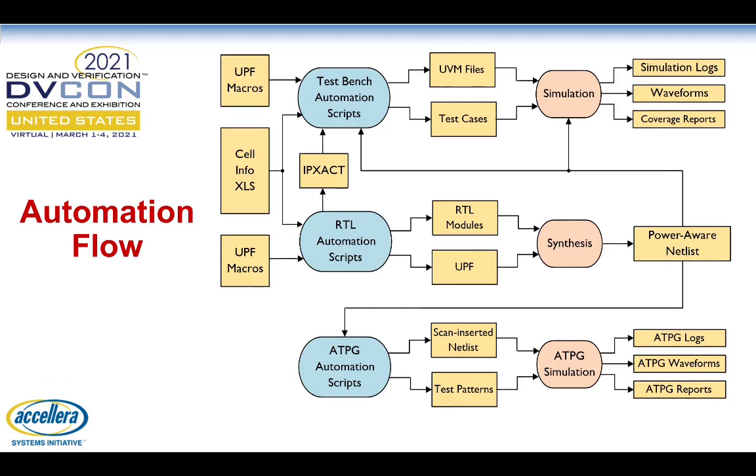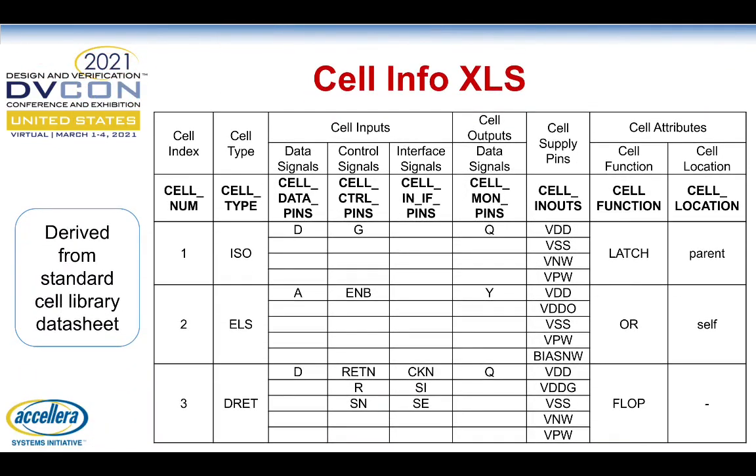The input information to automation scripts is provided through a spreadsheet, which we call the cell info XLS. This contains various attributes of standard cells in a specific predefined format as shown in the table here. There are 3 sample cells.